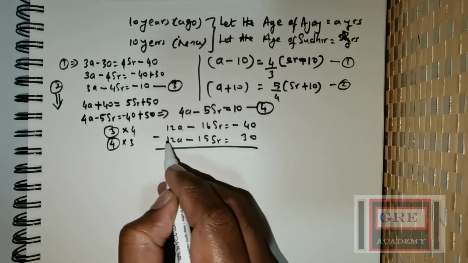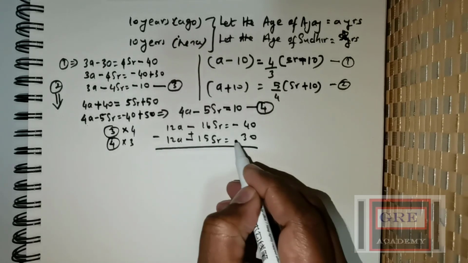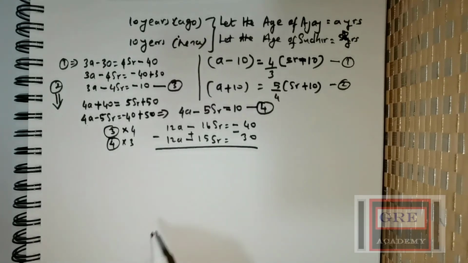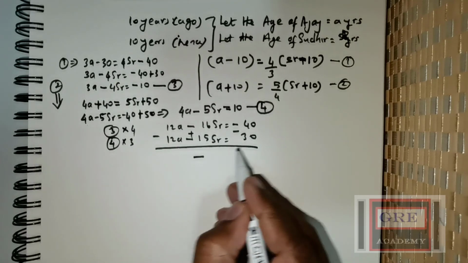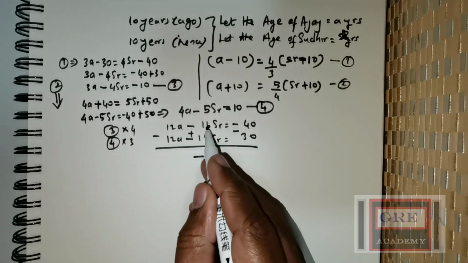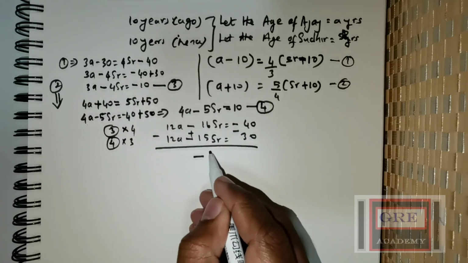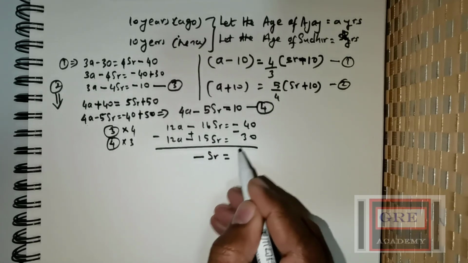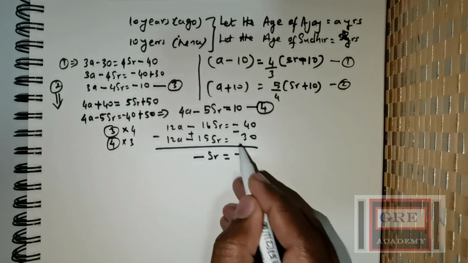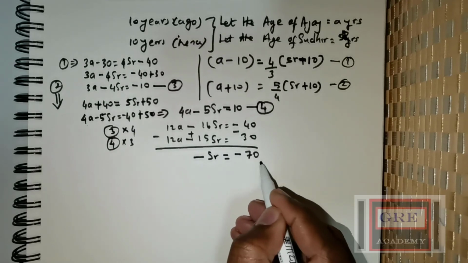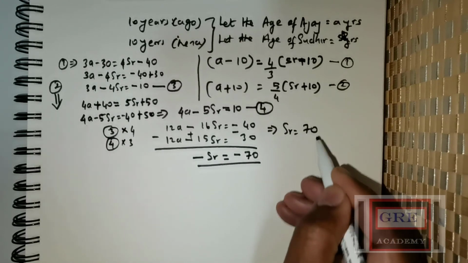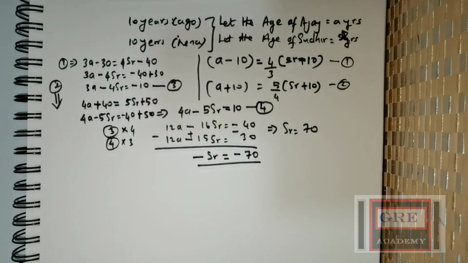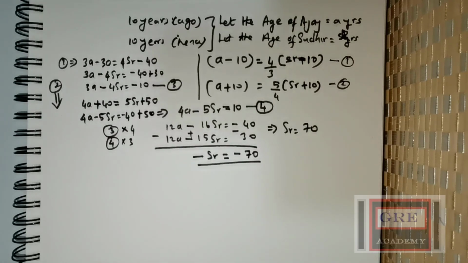Change the sign: negative, negative, positive; positive, negative, and this would be negative SR. This is -16 SR + 15 SR. This is going to be -SR is equal to -70, two negatives add up together. So this means SR is equal to positive 70, and we need to get Ajay's age.